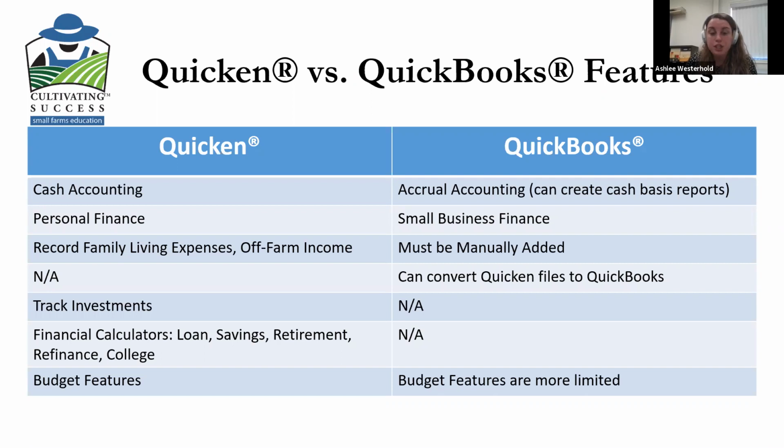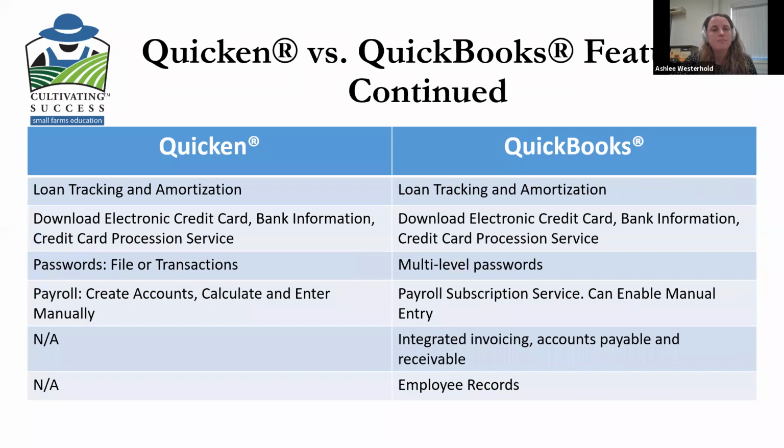Quicken also has budget features, which would be very useful, especially for enterprise accounting. And then QuickBooks also has budget features. However, they are a little more limited than Quicken. So, Quicken versus QuickBooks features continued.